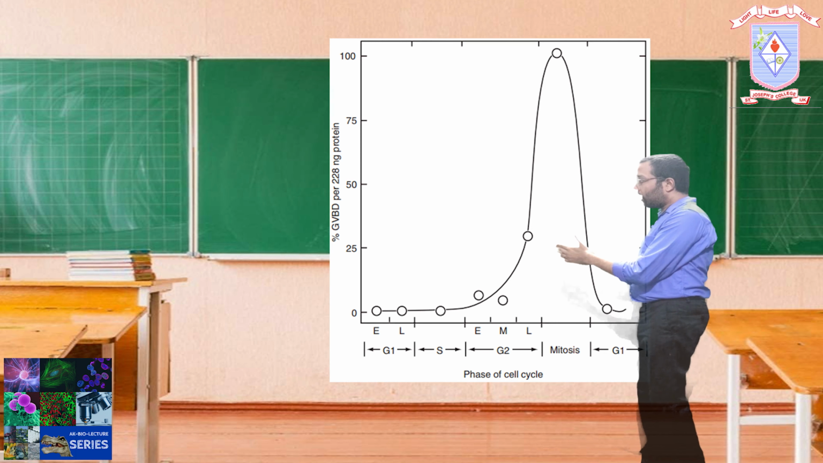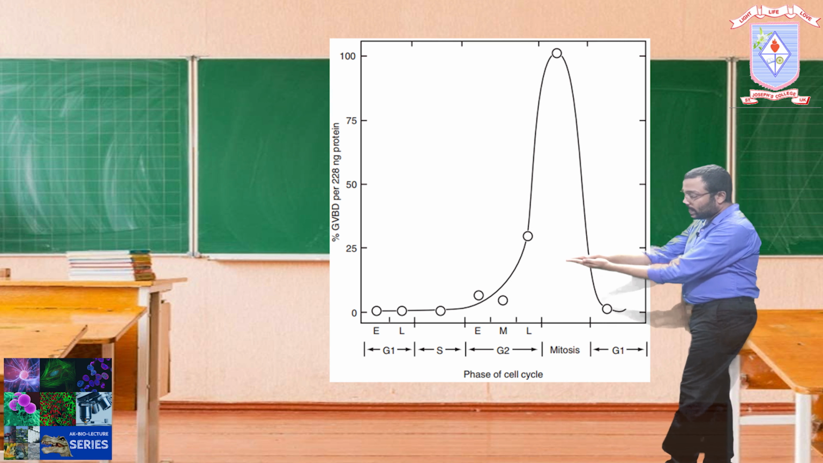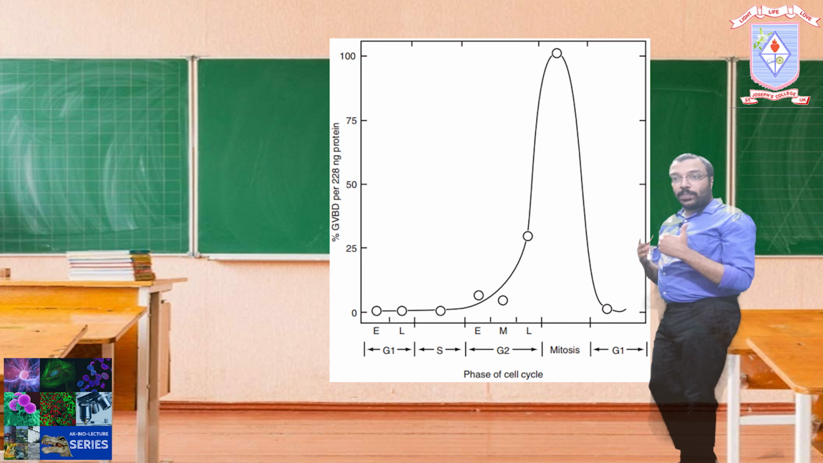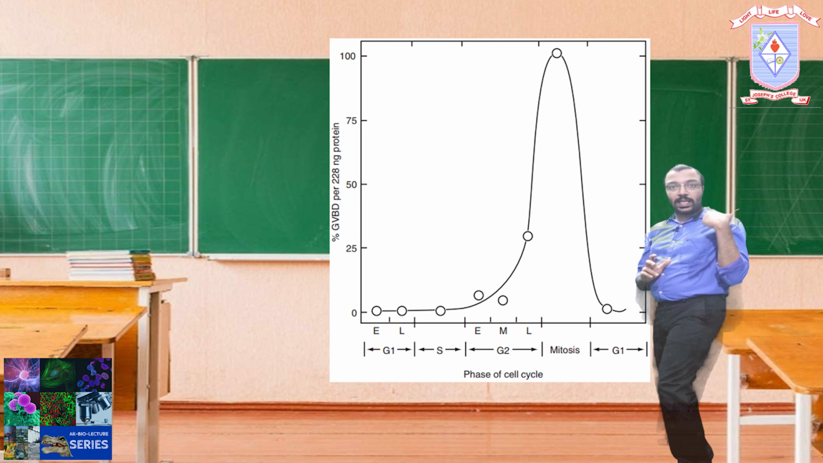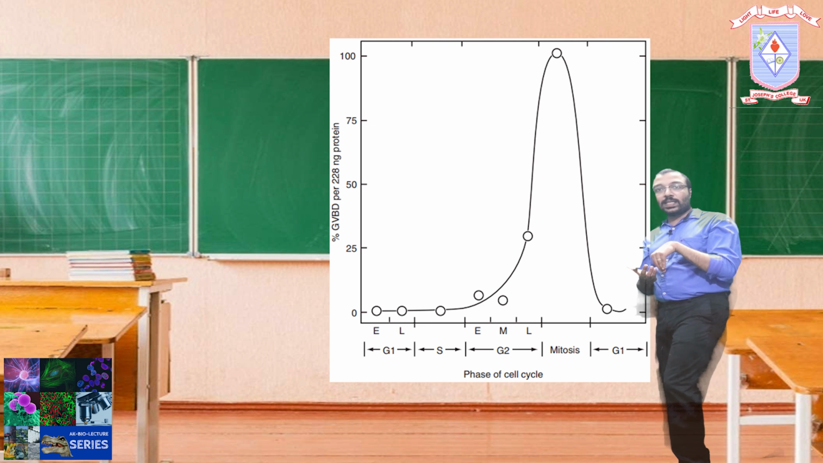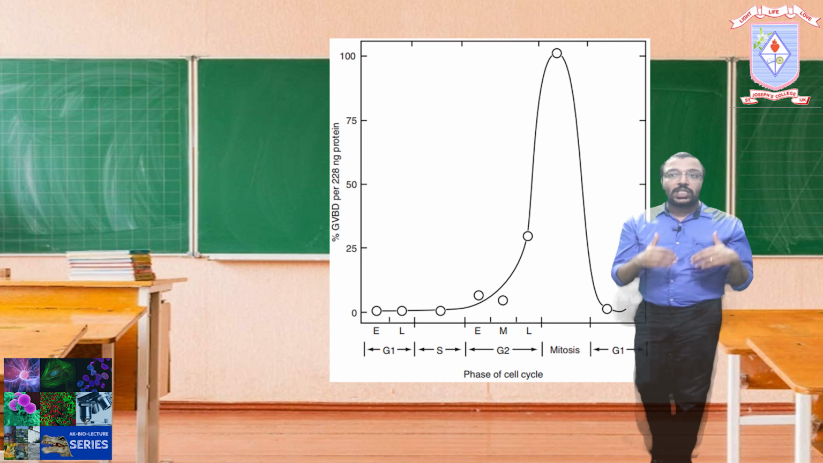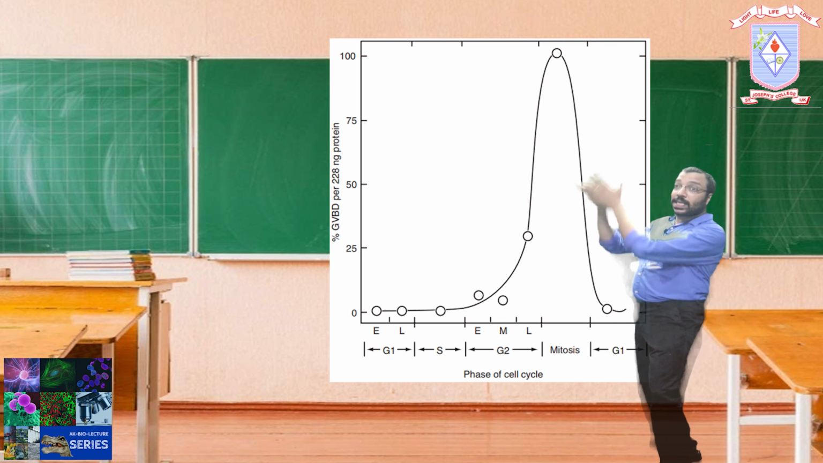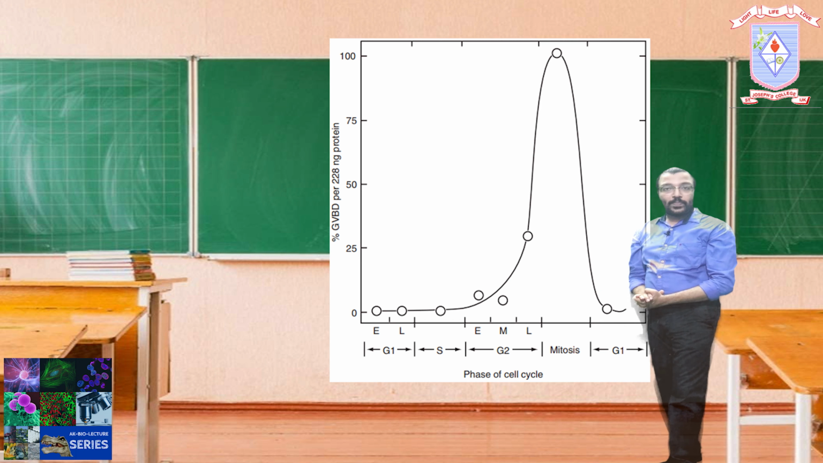Look at the graph here. In the graph, the x-axis represents the stages of the cell cycle and the y-axis represents the MPF activity level. From the graph, it is clear that during early G1 and late G1 or S phase, cells lack MPF activity. MPF appears in early G2, rises dramatically in late G2 and reaches a peak in mitosis.